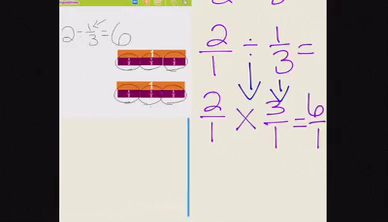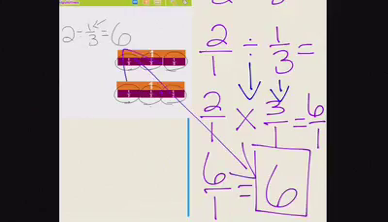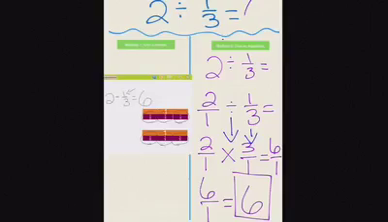So we get a quotient of 6 over 1, but you know we're going to simplify that to 6 because 6 divided by 1 is 6. Again, you can see we get the same final answer no matter which way we do it. Go ahead and write 6 as your final answer up at the top for our quotient. Okay, let's try another one.